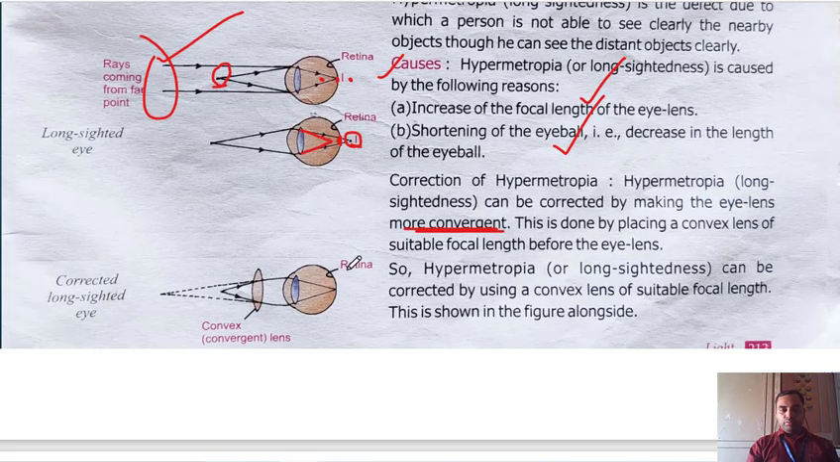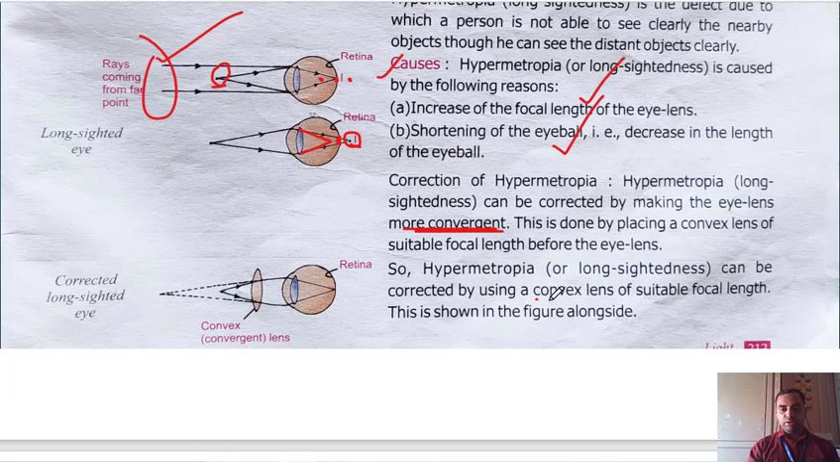Okay. So hypermetropia, long-sightedness, can be corrected by using a convex lens of suitable focal length. This is shown in the figure. So if you use a convex lens, this is a convex lens, the image can be focused on its required place.